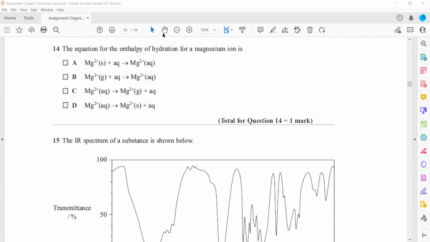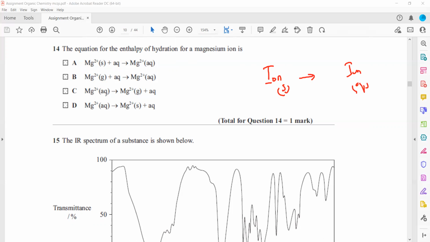The equation for enthalpy of hydration means the energy released when ions in their gaseous state are surrounded by water molecules. We call that the hydration energy. So first we have ions, and these ions should be in a gaseous state. When these ions are surrounded by water molecules, energy is released because bond forming is exothermic. We call that hydration.